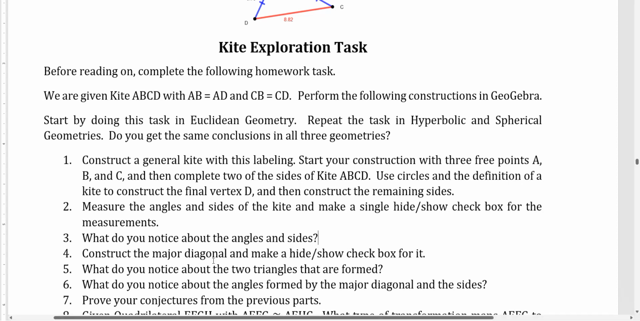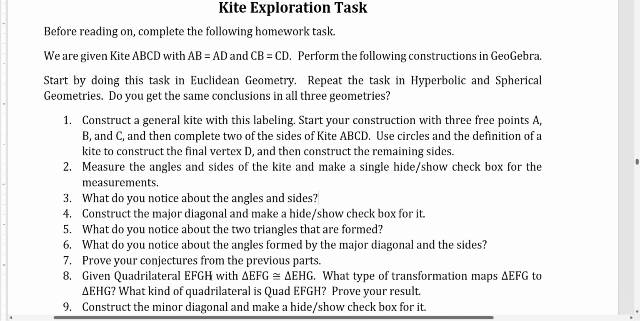Okay. Next, given quadrilateral EFGH with triangle EFG congruent to EHG, what type of transformation maps this? And of course, we saw that that was a reflection. And if you start with that reflection, it does have to be a quadrilateral. It does have to be a kite. And of course, the proof there is just to notice that EF has to be congruent to EH. That's a pair of consecutive congruent sides. And then FG has to be congruent to HG. So that's another pair of consecutive sides for this quadrilateral EFGH. And so that makes it a kite.